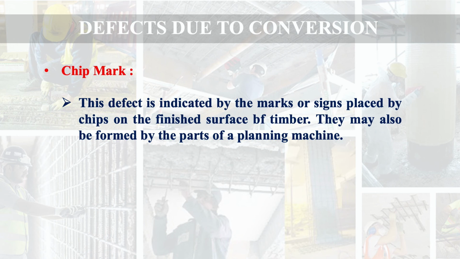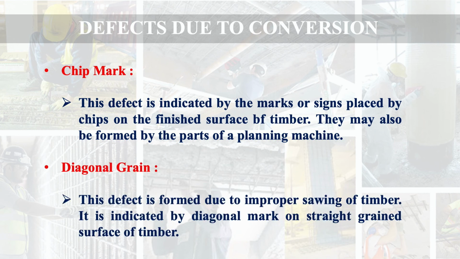What is this chip mark? This defect is indicated by the marks or signs placed by chips on the finished surface of timber. They may also be formed by the parts of a planing machine. So you will find the chip mark there. So this defect is called a chip mark. Then diagonal grain. This defect is formed due to improper sawing of timber. It is indicated by diagonal marks on the straight grained surface of timber.